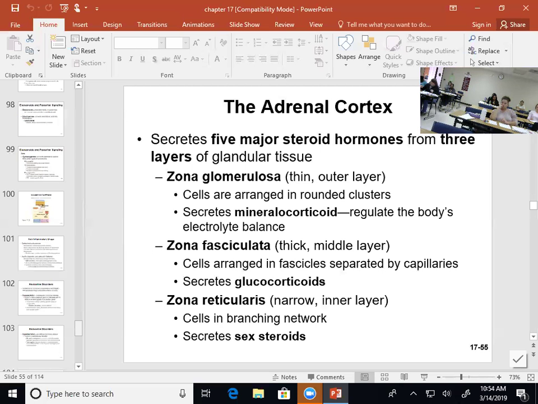Okay. What's the purpose of the adrenal glands producing sex steroids if you have testes and ovaries?